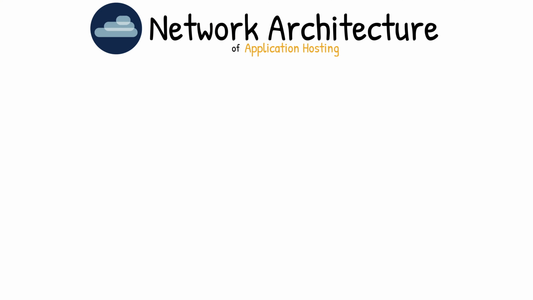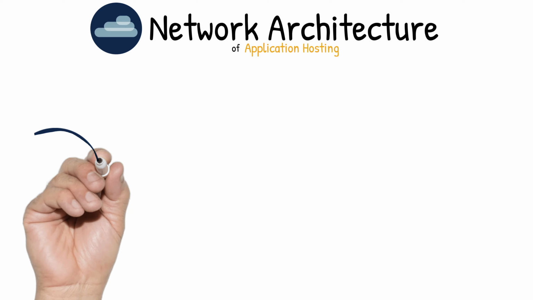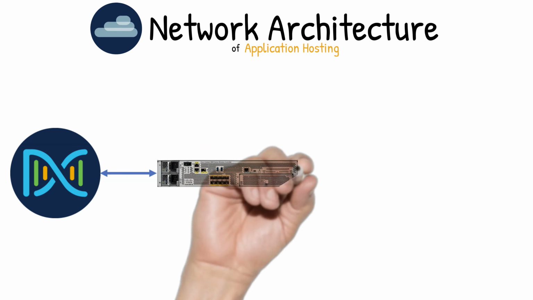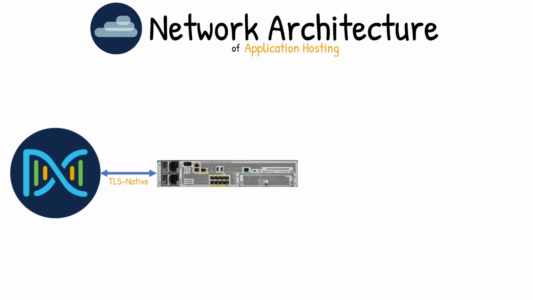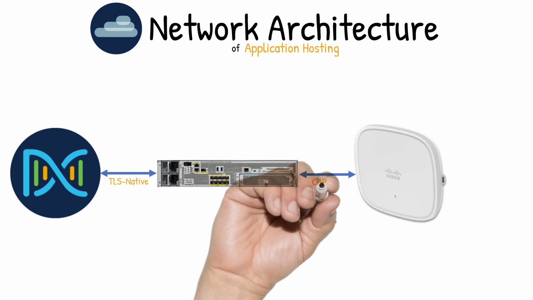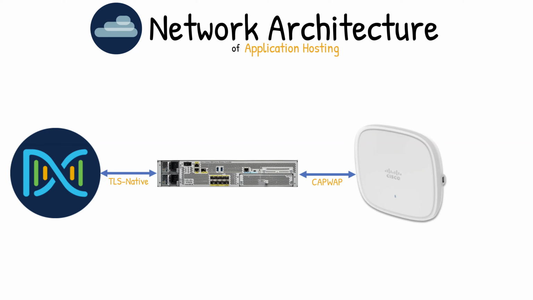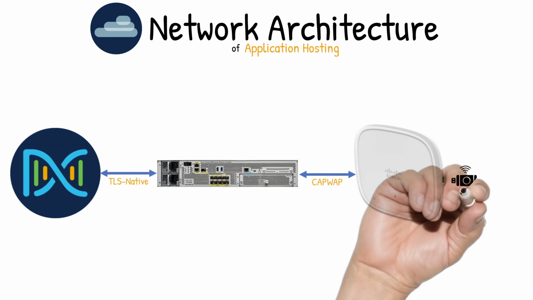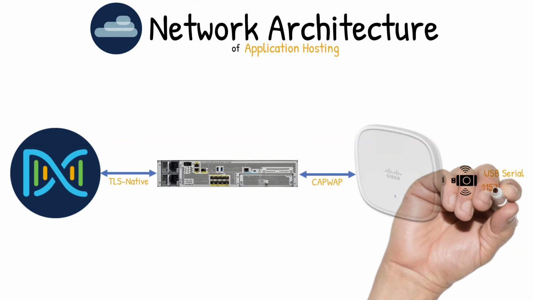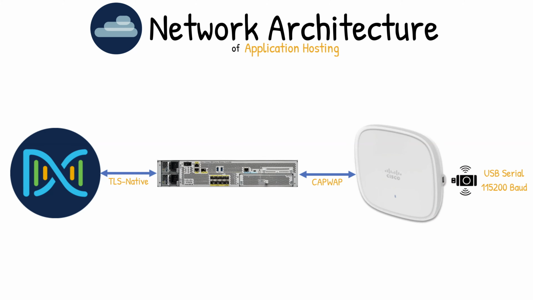of the deployment. The network architecture of application hosting starts off with fundamental connections staple to every wireless Cisco deployment. On the left, we have Cisco DNA Center, which is connected to the Catalyst 9800 WLC through a TLS native tunnel. The Catalyst 9800 WLC is then connected to a Catalyst 9100 series access point through a CAPWAP tunnel, standard to all wireless deployments. As for the IoT USB module on the access point, it operates with a USB serial protocol at a baud rate of 115200, allowing support for the majority of available IoT USB connectors.